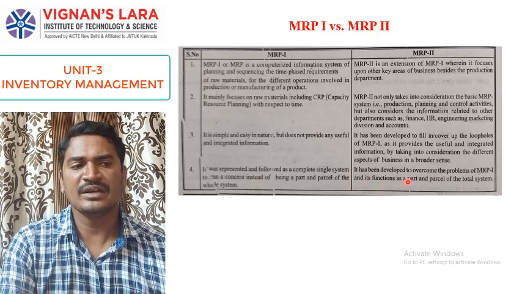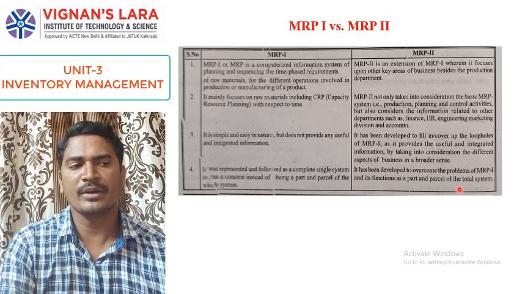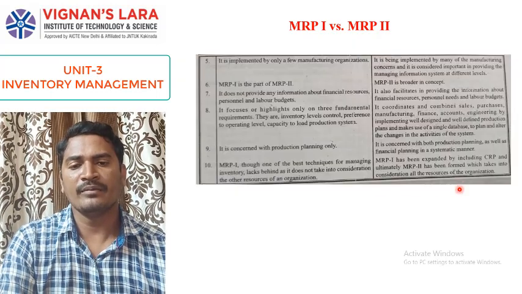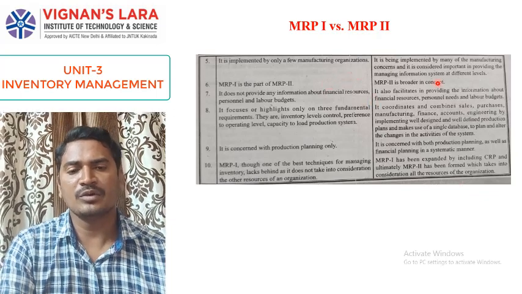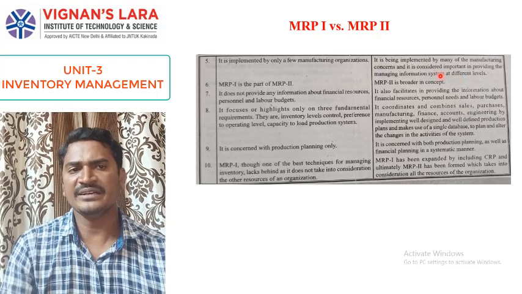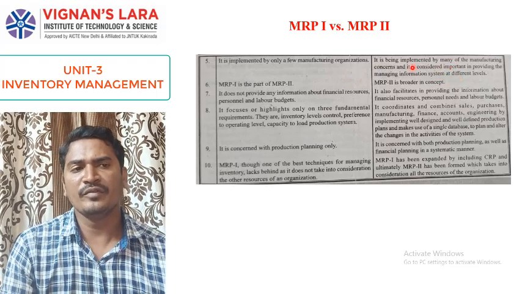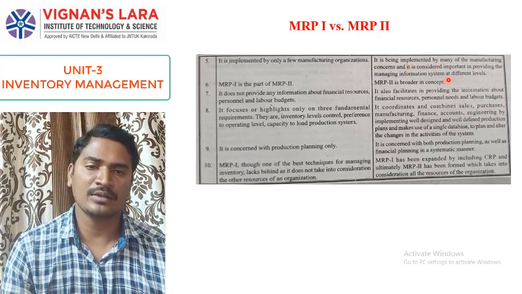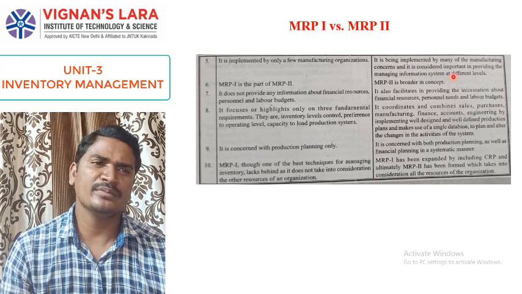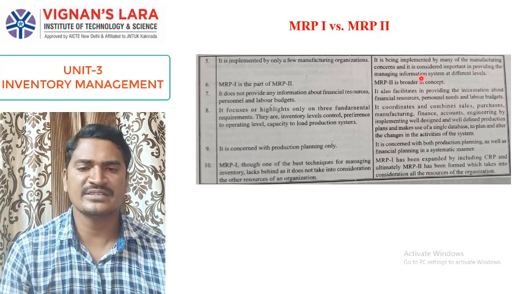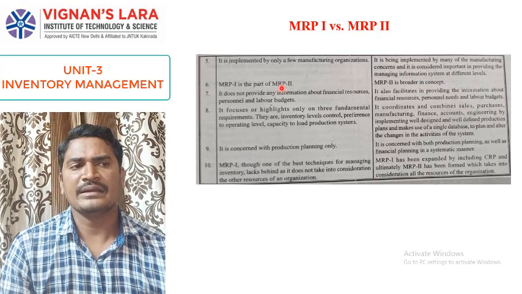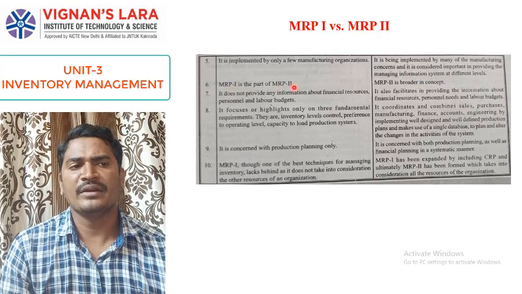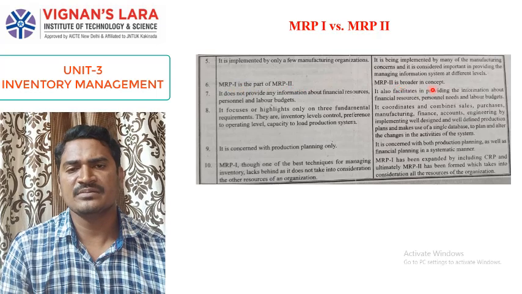Next, MRP-II has been developed to overcome the problems of MRP-I, and MRP-I functions as a part and parcel of the total system. Next one is MRP-I is implemented by only a few manufacturing organizations, but manufacturing resource planning is being implemented by many manufacturing concerns, and it is considered important in providing the management information system at different levels.